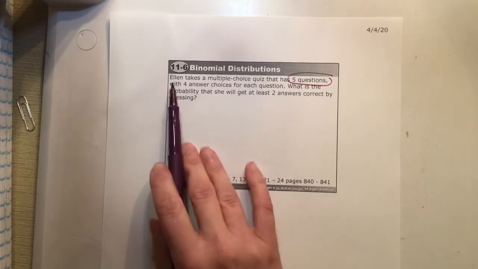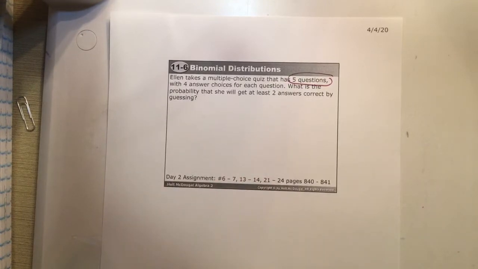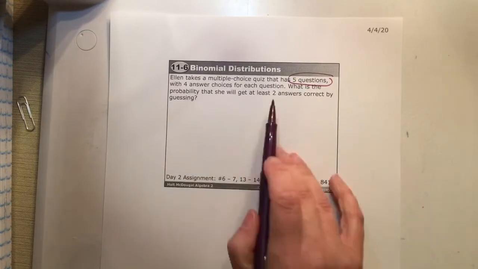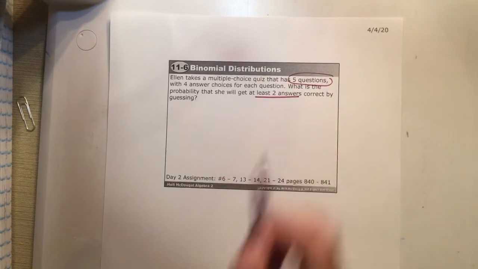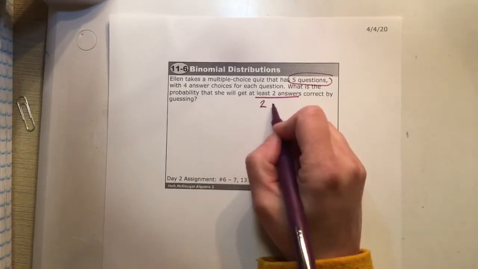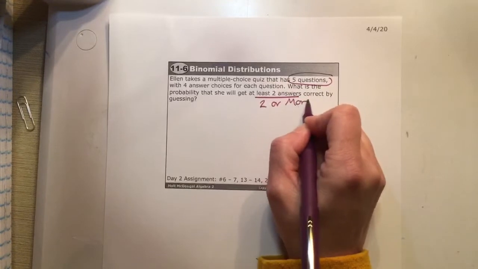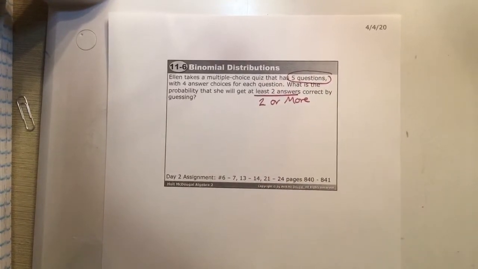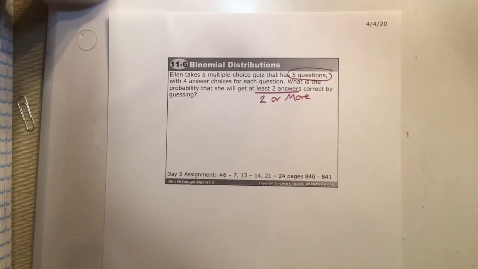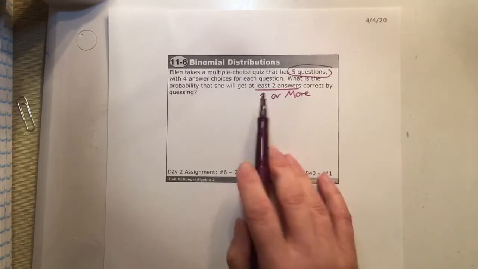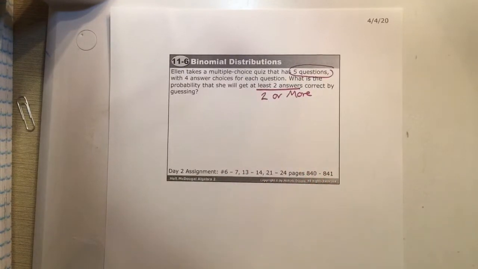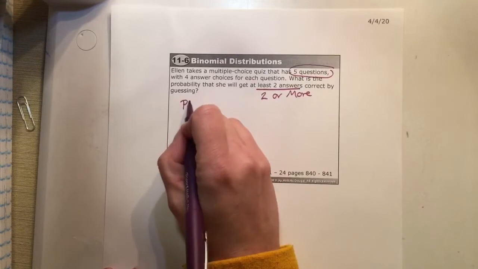So let's say Ellen was supposed to read something and Ellen didn't. So Ellen went to English and there was a multiple choice quiz just to make sure that she read. There were 5 questions. Everyone had A, B, C, or D. We want to know the probability that she will get at least 2 answers correct. At least means 2 or more. So we have to do this process quite a few times and add our probabilities together in order to answer this. Okay, so let's go ahead and think about this step by step.